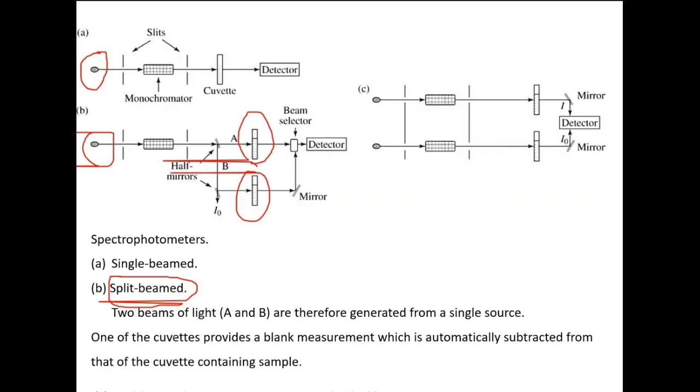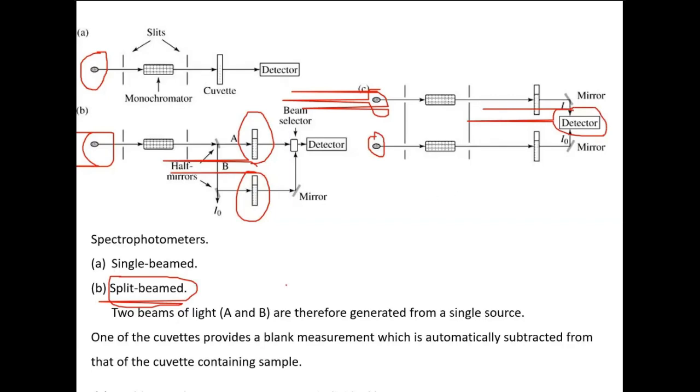Now, what we are using in our laboratory, the advanced one, is called the dual beam spectrophotometer. In that case, there will be two separate light sources generating individual light beams. Both will target separately. One will target the sample cuvette, the other will target the blank measurement. Of course, both measurements reach the detector for the quantification purpose. This is called the dual beam spectrophotometer.